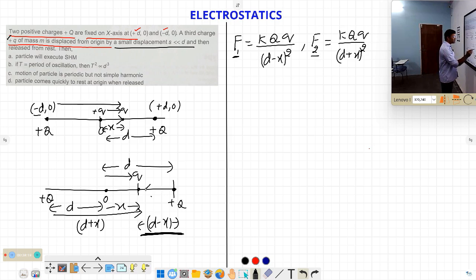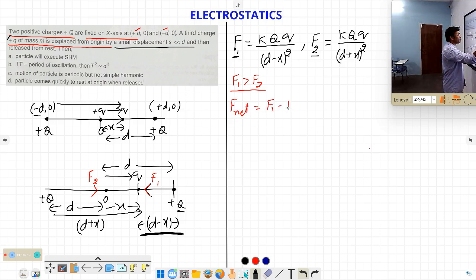This capital Q repels more, there is a repulsion force towards the right. The left side charge applies the force towards the right, and this one applies the force towards the left. Which force is more? This I'm writing as F1, and this as F2. So in this case, F1 is more than F2. Simple. Now these two forces are acting on the charge, so you take the net force. Net force is nothing but F1 minus F2.